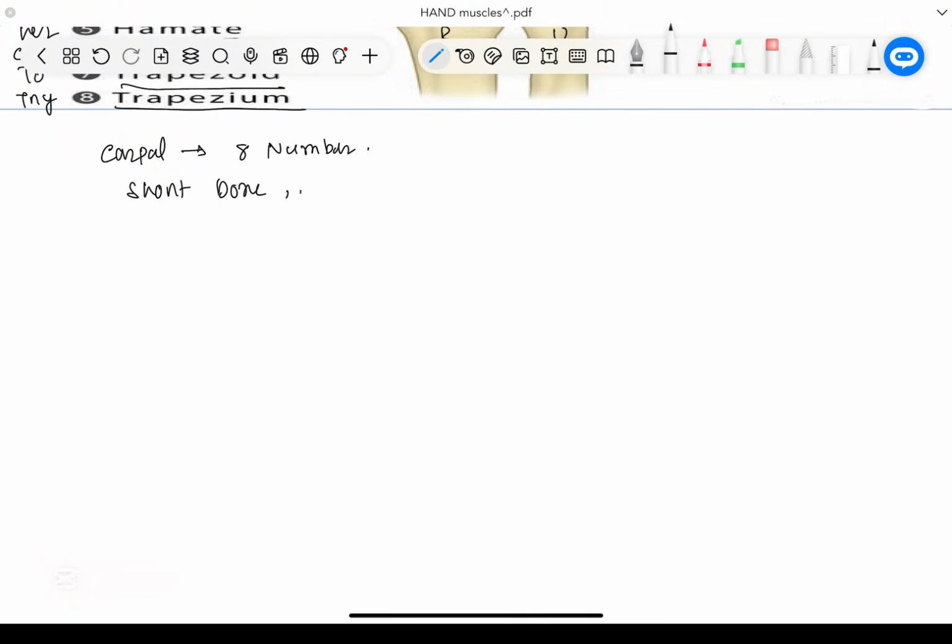So, question will come, are all of them short bones? No, there is an exception: except pisiform. This is a highlighted point we have to remember, except pisiform. So, pisiform, what type of bone? It is a sesamoid bone. Sesamoid bones means the bones which develop from a tendon.